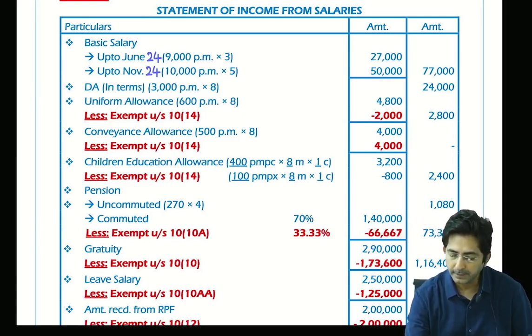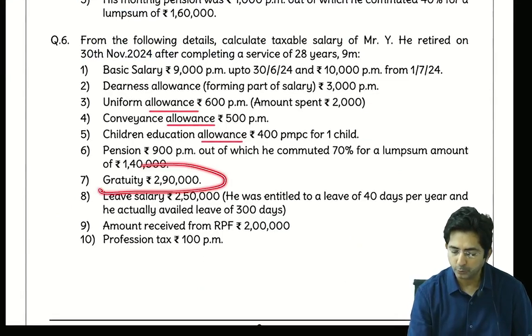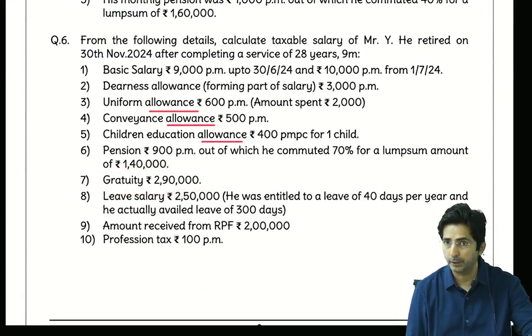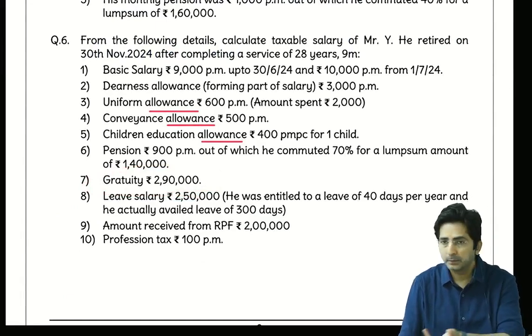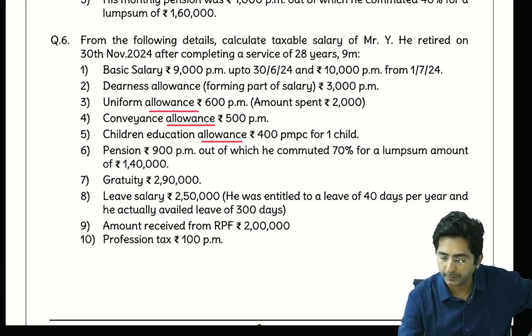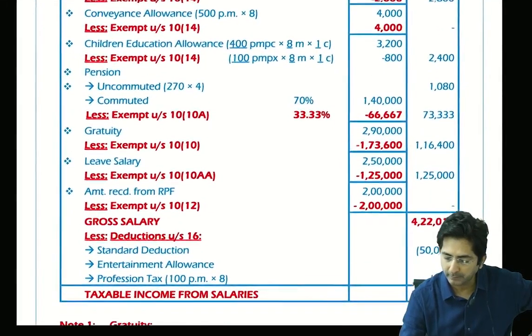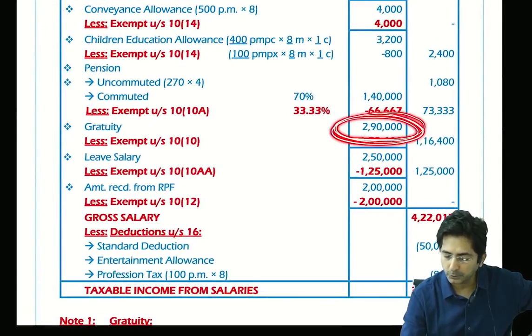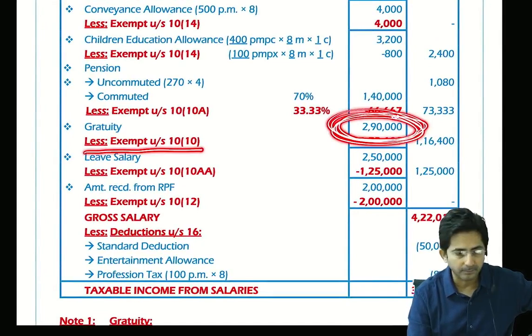Then next was gratuity only. Now for gratuity you should check whether he is a government employee, POGA employee, or other employee. Nothing is given, so other employee, which means the 1/2 formula. Okay, half. And that you can show in the working. So see, first gratuity I will write in the inner column. It was 2,90,000. And then less exempt under section 10(10).